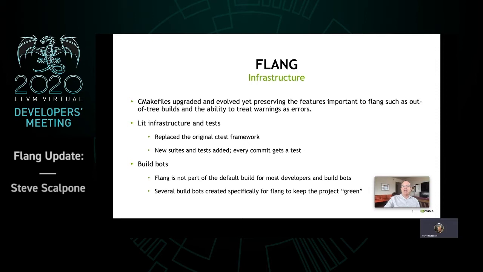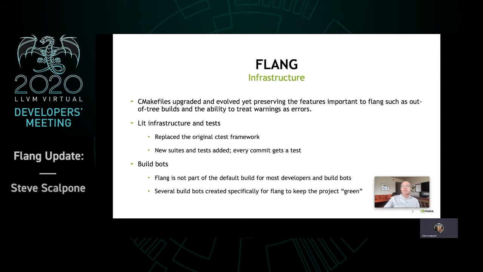One of the projects leading up to the push was refactoring the CMake files, which we needed to get into the monorepo. The CMake files are still evolving to be more like other projects. Yet, those people doing the work have preserved some of the unique characteristics of the Flang project CMake files, such as out-of-tree builds and a desire to treat warnings as errors.